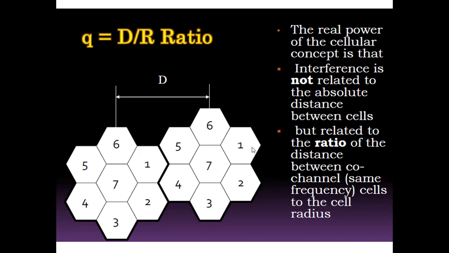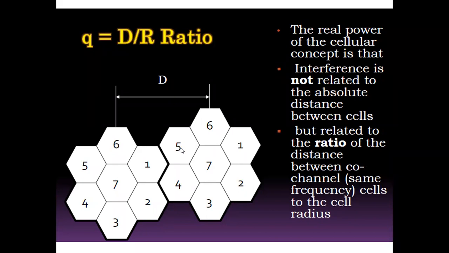So 5 and 1 will act as adjacent cells. Okay, 6 in this area and 6 in the other area will be treated as co-channel cells, where these co-channels use the same frequency. And 6 is surrounded by three other cells, 1, 7, 5.